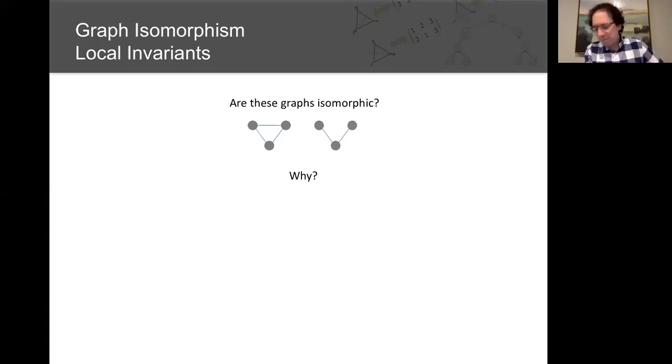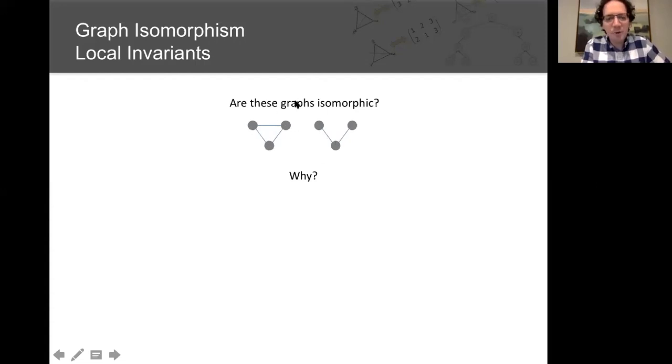For these two, I mean, they're very small. There are very many ways to see this. Another way to see it would be to say, look at this node here. This node only has 1 edge adjacent to it, but every node in this other graph has 2 edges.